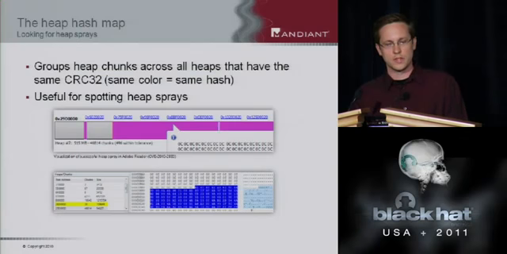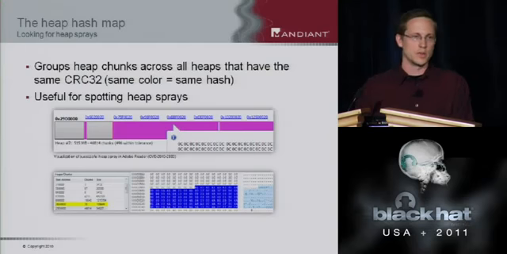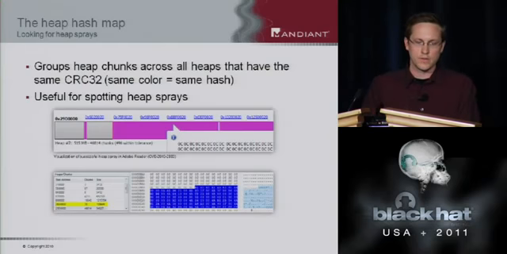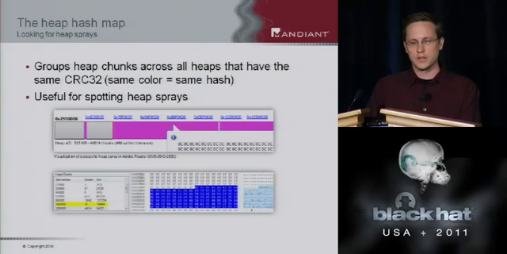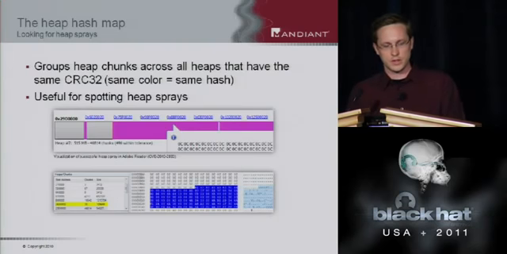This is one of the main features of the tool. What it does is it walks all the chunks in every heap in the process, and for all the chunks that match a frequency and threshold that you specify, it will basically paint it on a bar, and all of the chunks that have the same CRC32 will be painted the same color. So as you can see in this screenshot, this was a successful heap spray in Adobe Reader.